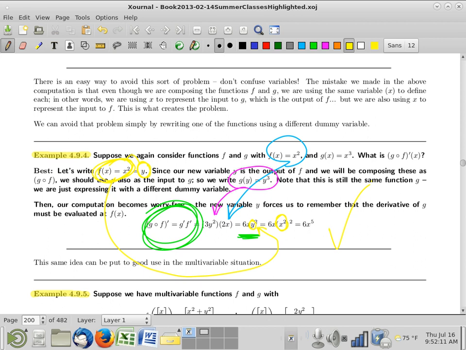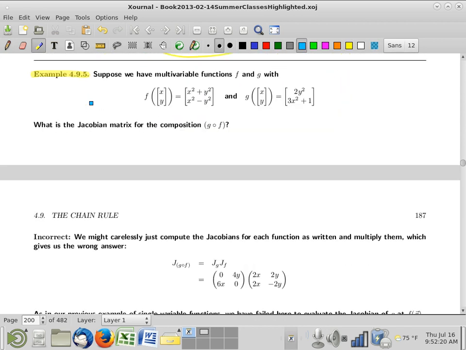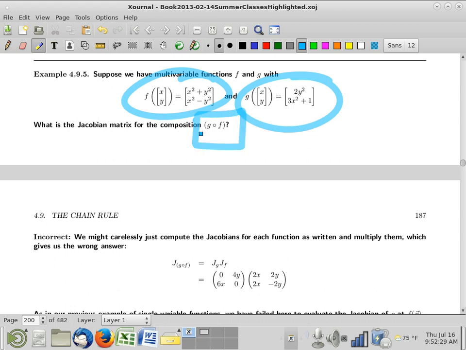Okay. All right. So here's a multivariable version of the same thing. And with that single variable problem in mind, I hope this will make sense. So here's two multivariable functions, and I'm going to look at the composition and compute the Jacobian matrix. Morally the same question. I want to compute the derivative in the form of the derivative matrix of a composition of two functions. And right away, I hope you see the problem, as I have already confused my variables.